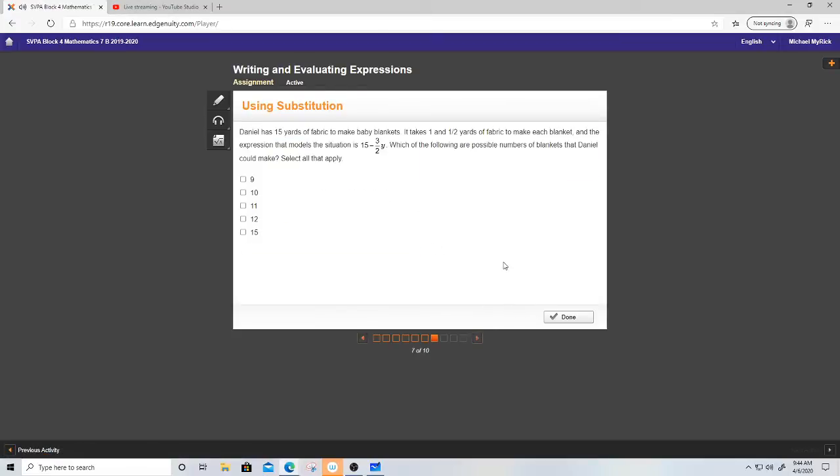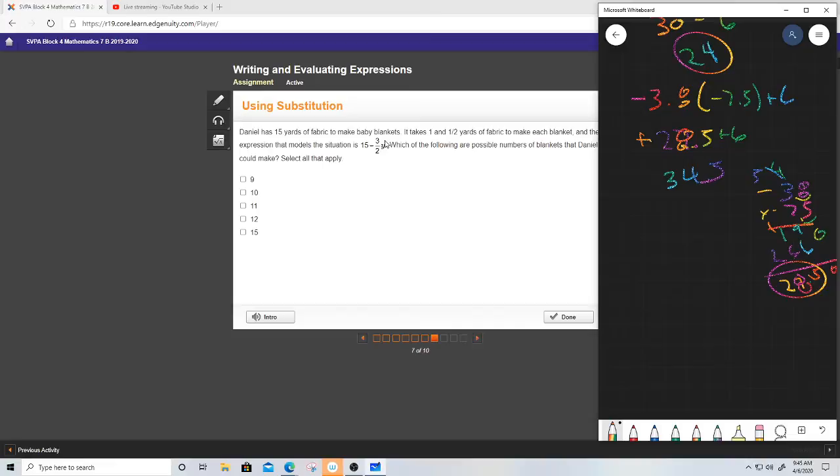How many blankets could Daniel make with 15 yards of fabric? Daniel has 50 yards of fabric to make baby blankets. He takes 1.5 yards of fabric to make each blanket. And the expression to model the situation is 15 minus 3.5y. Isn't there a better way to do that? Which of the following are possible numbers of blankets that Daniel could make? Select all that apply. Oh, okay, well, this sounds tricky, but basically you want to find the most amount of blankets he can make, and then just take all the lower pieces.